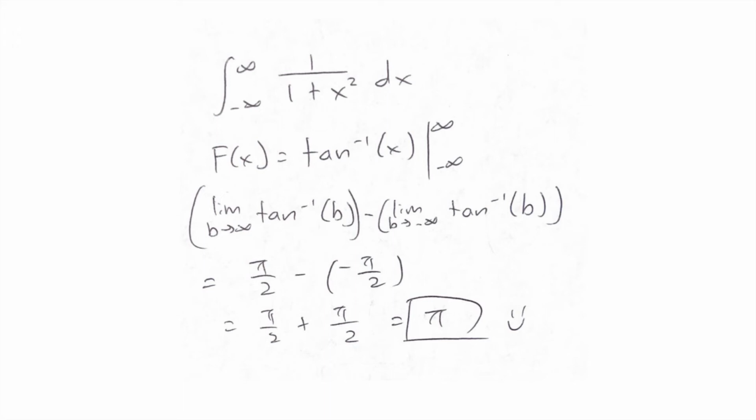We have two infinite bounds, so we'll have two limits. We take the limit of arctangent as b approaches infinity, which is pi over 2, minus the limit of arctangent as b approaches negative infinity, which is negative pi over 2. That gives us pi over 2 minus negative pi over 2, which just becomes pi by basic arithmetic. And that indeed is the solution. If you need, take a moment to look over this worked out solution on the screen.